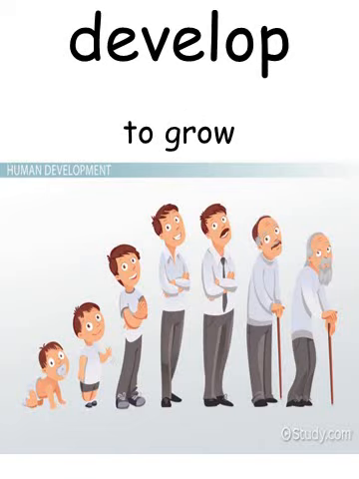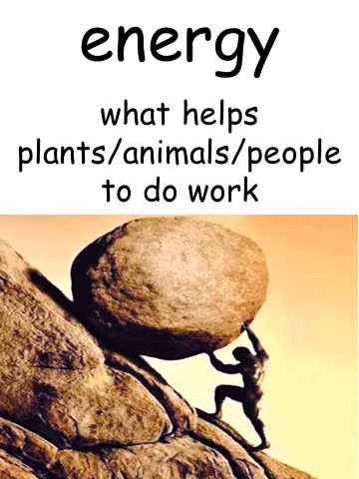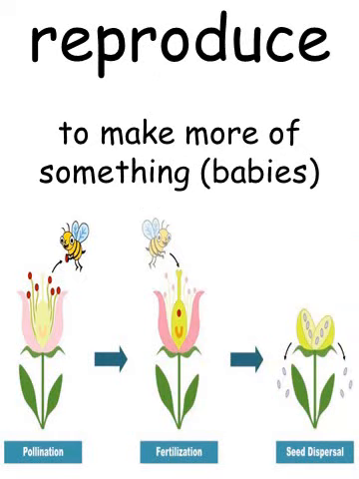Develop. Develop just means to grow. You can see the baby develops into a child and then into an adult. Energy. Energy is what helps plants, animals, and people to do work. Reproduce means to make more of something. Humans reproduce by having babies. Plants or flowers reproduce by making seeds that turn into baby flowers or into baby plants.